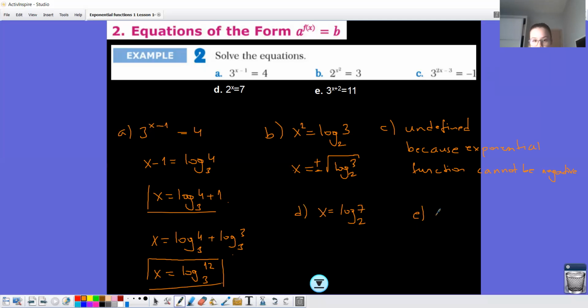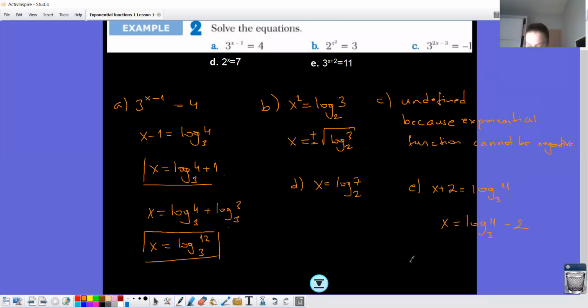What about E? Teacher, x plus 2 is equal to logarithm of 11 to the base 3. And then x is equal to logarithm of 11 minus 2 to the base 3. And x is equal to logarithm of 11 to the base 3, but this, 9. Oh, no, it's minus.